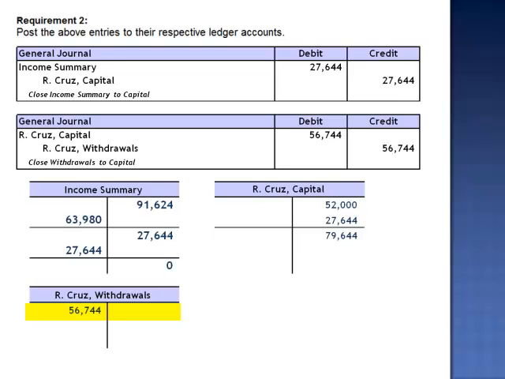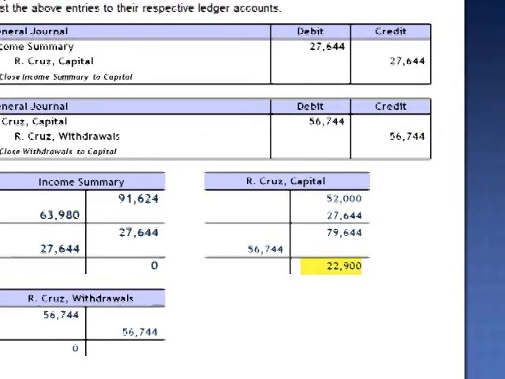And the final closing entry closed the withdrawal account to capital. The withdrawal account had a normal debit balance, so to close that account, we debited the owner's capital account and credited the withdrawal account. The balance in the withdrawal account is now 0. And Cruise's capital balance is a credit balance of $22,900.